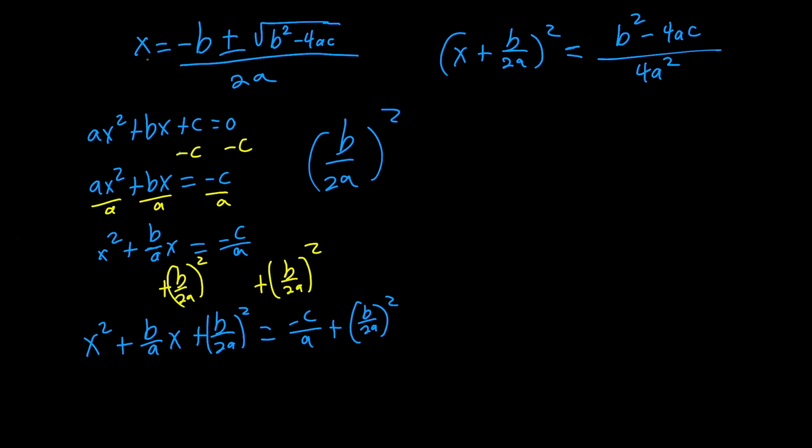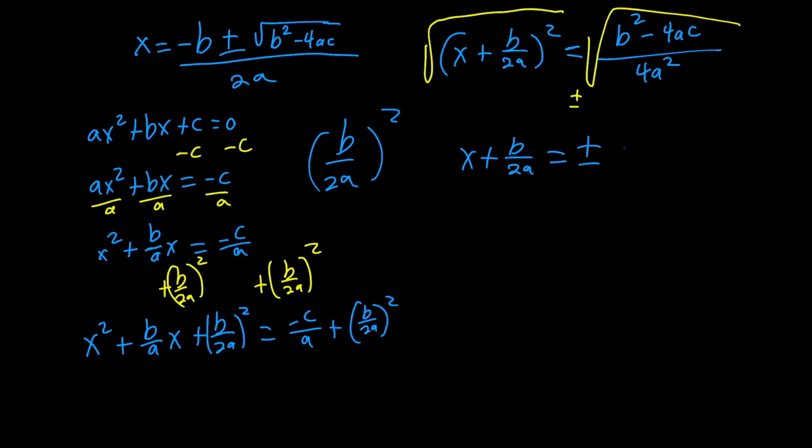The way that we're going to do that is we need to square root both sides of our equation. And since we have a variable inside this square, we need to make sure that we have a plus or minus on the right side whenever we take the square root of it. So now we will have x plus b over 2a is equal to plus or minus the square root of b squared minus 4ac over 4a squared.